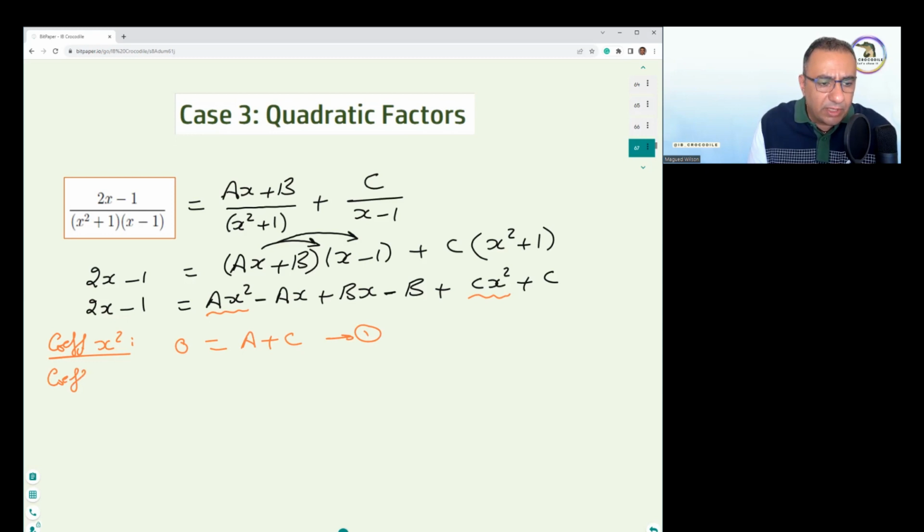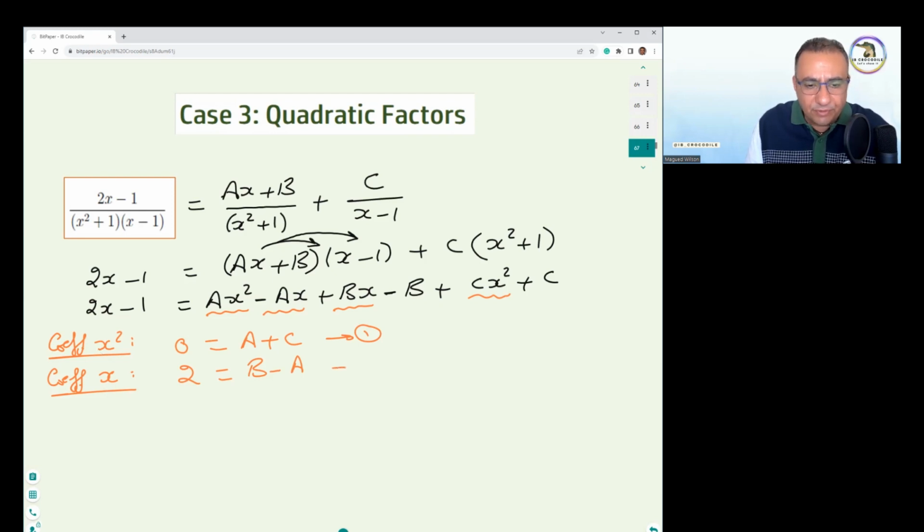Now let's look at the coefficient of x on the left-hand side, which is 2, right? I mean 2x, coefficient of x. And then let's see the right-hand side. We've got negative a plus b, right? That's it. So 2 is equal to, let's say, b minus a. It's up to you. So b minus a or negative a plus b.